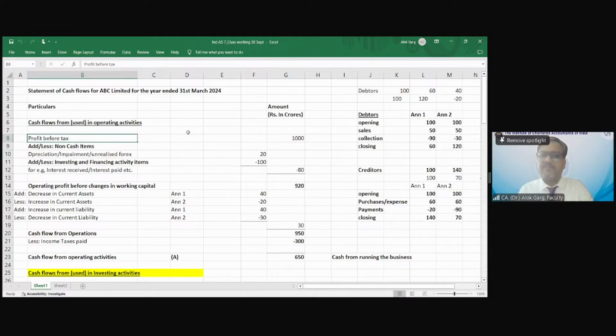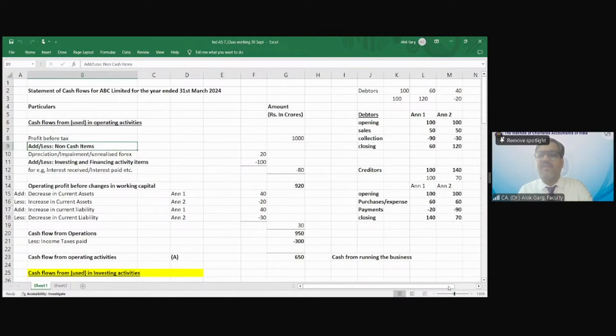In profit before tax, what you need to do? You need to add or less non-cash items. Can you give me an example of a non-cash item which is there in your profit and loss account? Depreciation. Very good, Saminathan. Depreciation. So depreciation is an operating item, right? But it is a non-cash item. It is not impacting your cash flow.